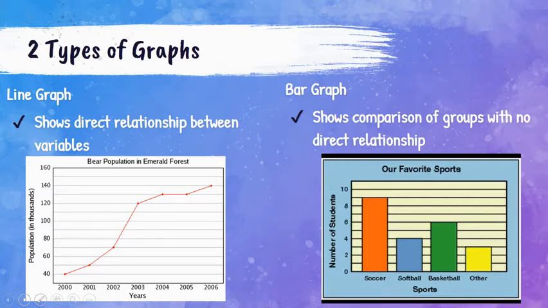And a bar graph is going to show a comparison of groups with no direct relationship. So we're going to look at different groupings, but we're not looking at how they are related to each other and how they affect each other. In this case, for a bar graph, we're looking at different sports, and we're looking at which students like those sports. So no one bar is related to each other or causing an effect on the other one. We're just simply looking at the different tallies within each sport within that class. Okay, so line graph showing a direct relationship, bar graph just simply showing a comparison.